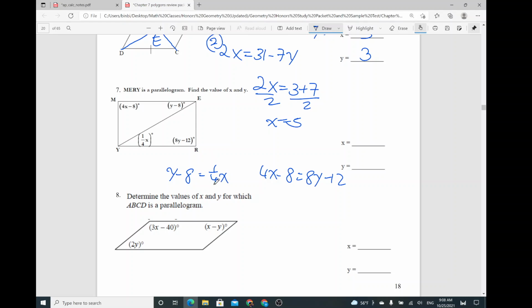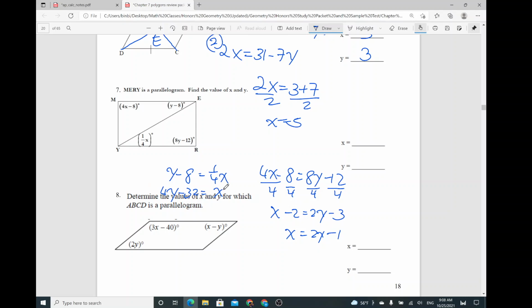Again, if you don't want to deal with the fractions, you can always multiply by the least common denominator. So multiply by 4 on both sides. So we get 4y minus 32 equals x. And then this one here looks like everything is divisible by 4, so divide by 4 here. So we get x minus 2 equals 2y minus 3. In other words, x equals 2y minus 3 plus 2, negative 1.